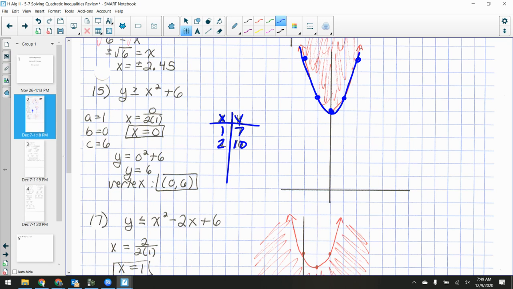It is a solid line because it's an 'or equal to.' And then we say, okay, let's pick a test point.